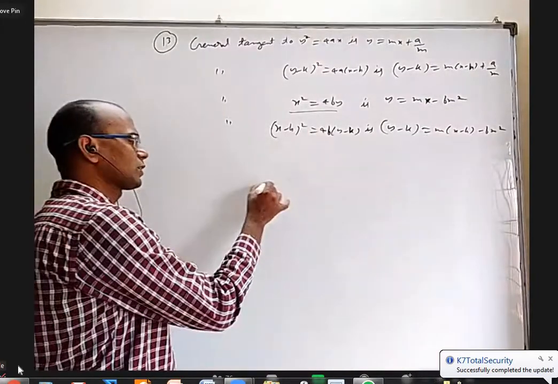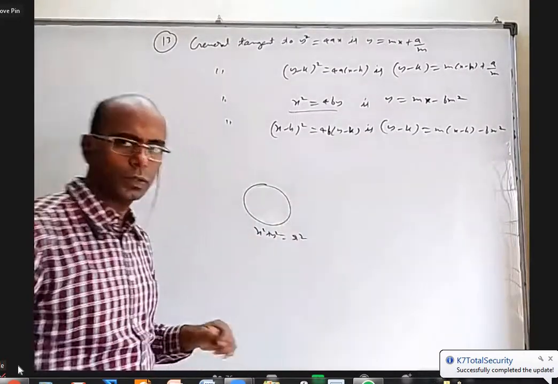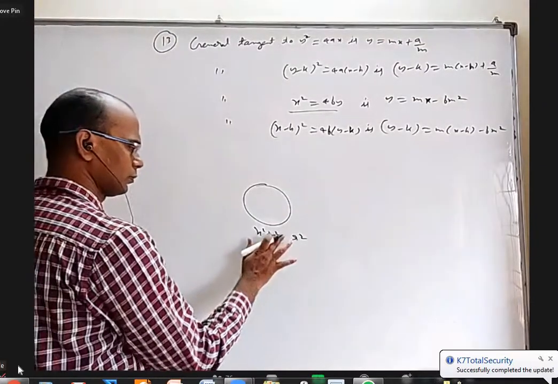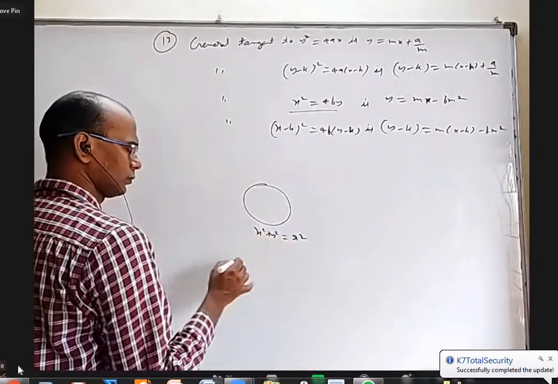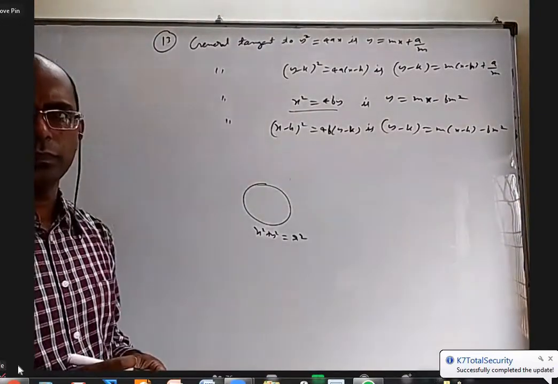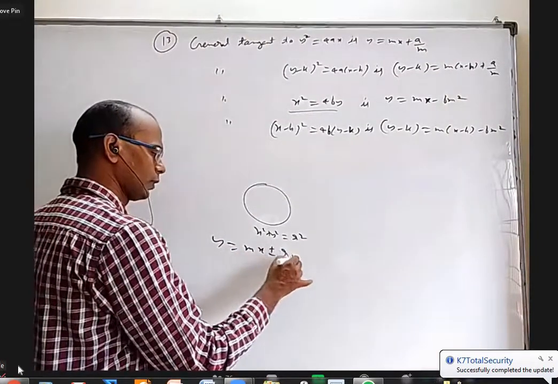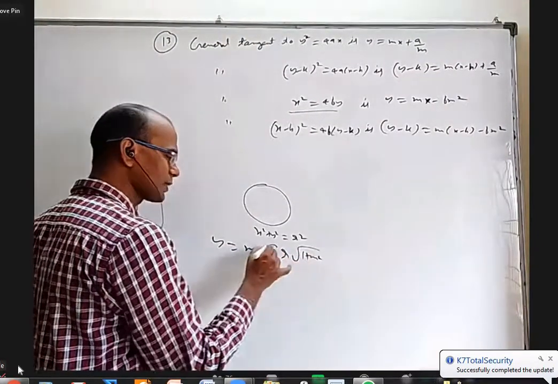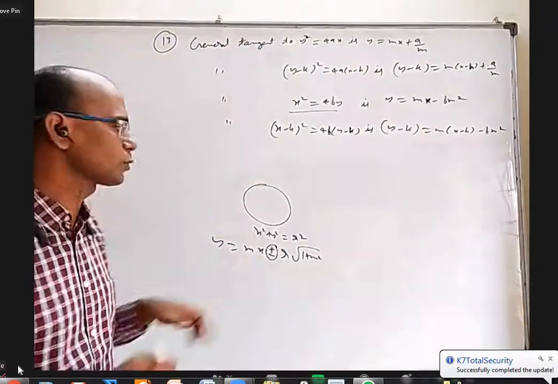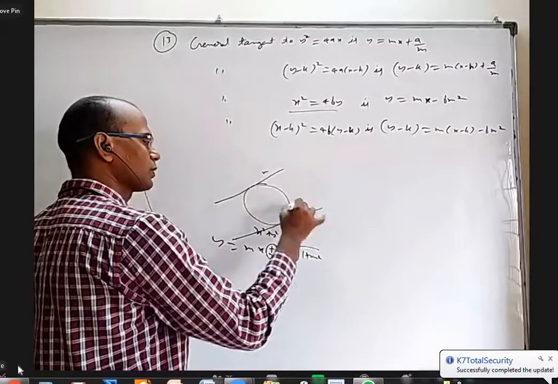If you take a circle, x square plus y square equal to r square, what is the general tangent in the circles chapter? x cos theta plus y sin theta equals r. In terms of m, y equals mx plus or minus r into root over 1 plus m square. Here you can see we have plus or minus. That means there are 2 tangents with the same slope m. One will be here, one will be here. This also has slope m, this also has slope m.